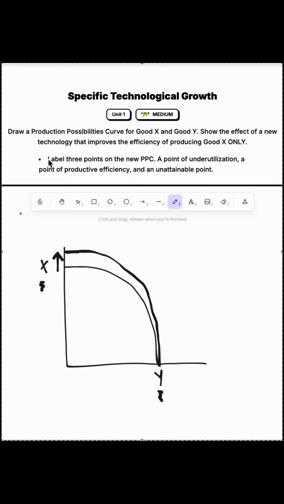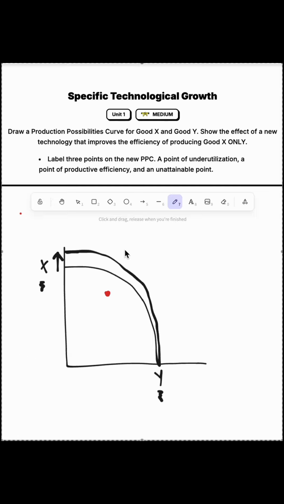Now, the next part of our question says label 3 points on the new PPC. The first point is a point of underutilization. That is a point that lies anywhere within our PPC, right? The PPC, this curve, if we're producing on the PPC, it shows us that we're using our resources efficiently. If we're not using our resources efficiently, we're producing less than we could, and we're within the PPC.